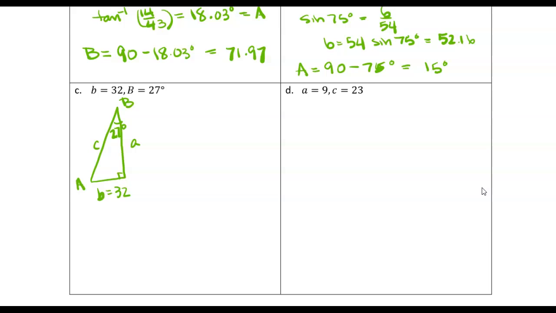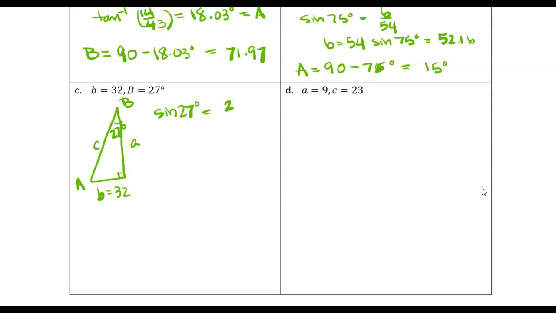Well, let's see. We could start by finding the hypotenuse, let's say. There's not one way to approach this problem. If I wanted to find the adjacent side first, I could use tangent and do 32 over A is tangent 27. But I'm going to take the sine of 27, and I'm going to find C first, okay?